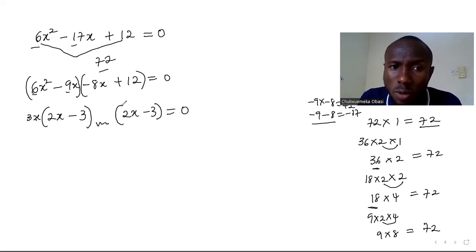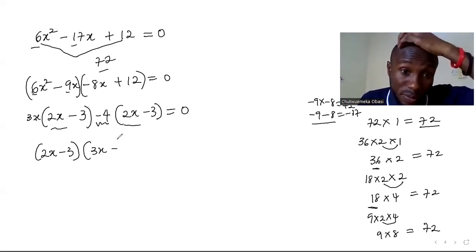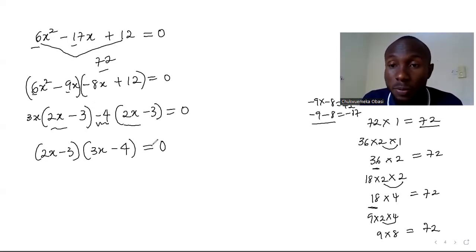And now, what will you multiply with 2x to get -8x? Of course, that will be -4. -4 times 2x will give me -8x, and that is it. So these two guys that are common, you factor them out again. And what will be left? Here you'll be having 3x. And here you'll be having -4, all equal to 0.